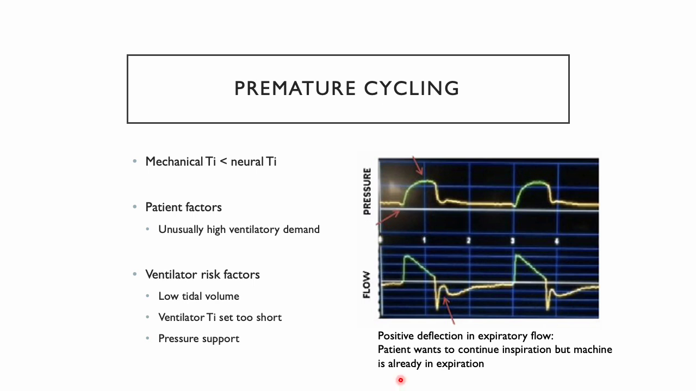So what we see in premature cycling is that there is a positive deflection in expiratory flow, denoted here by the red arrows. And this suggests that the patient wants to continue inspiration, but the machine is already in expiration. So this positive deflection in the expiratory flow corresponds to a negative deflection in the pressure time waveform.